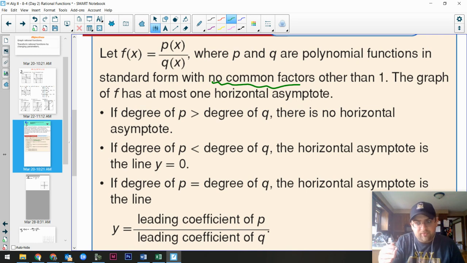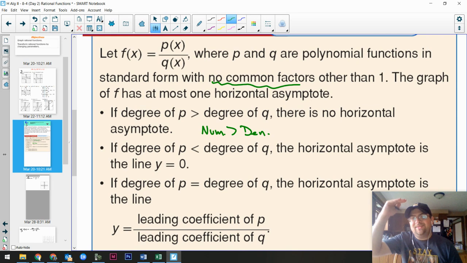Now, the graph. What are the rules about the horizontal asymptotes? If it's top heavy, that means the degree in p, the degree in the numerator, is bigger than the degree in the denominator. It's got a higher degree on top than it does on bottom. There is no horizontal asymptote. That, coincidentally, was what we studied, those couple problems that we did at the end of the last lesson. If you look back, the degree in the numerator is higher than the degree in the denominator. So there wasn't even a chance of having a horizontal asymptote. That's why we did those then.